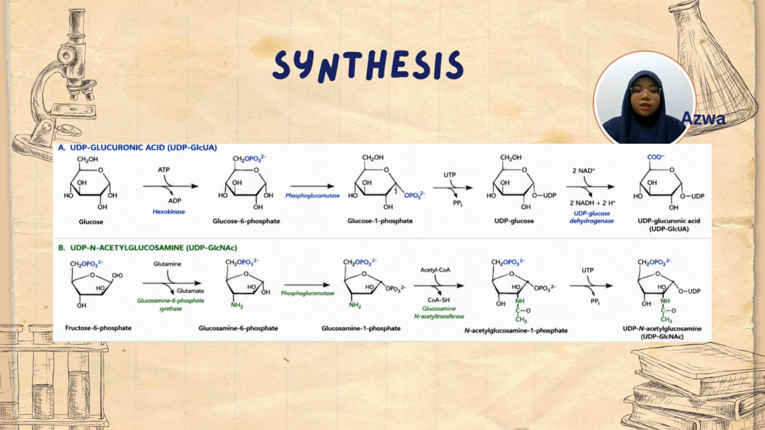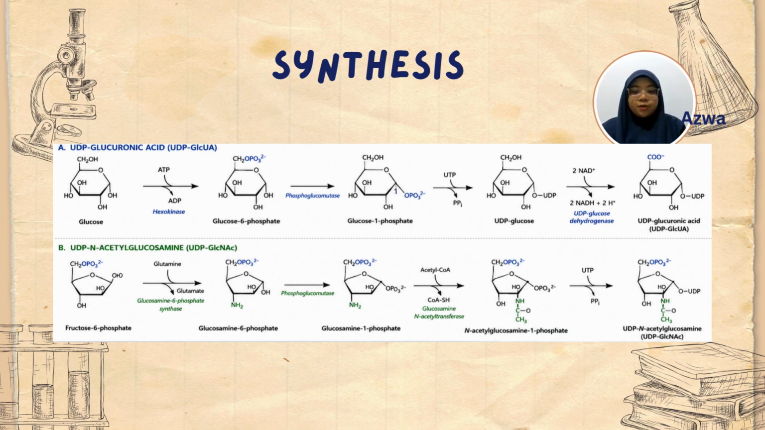Next, I'm going to talk about the hyaluronic acid synthesis mechanism. This figure shows how hyaluronic acid is synthesized naturally in the body. The process can be divided into three main stages: activation of precursor sugars, polymerization by hyaluronan synthase, and continuous chain elongation. The first one is activation of precursor sugars.